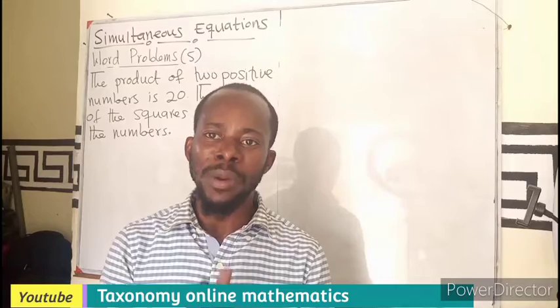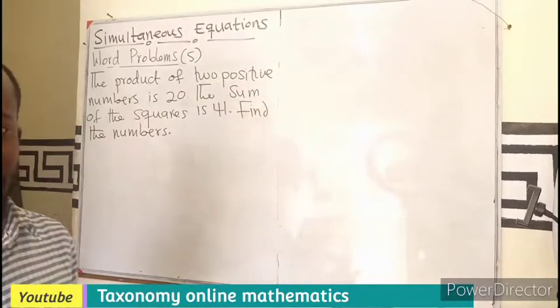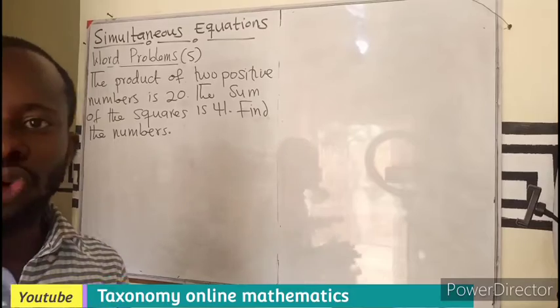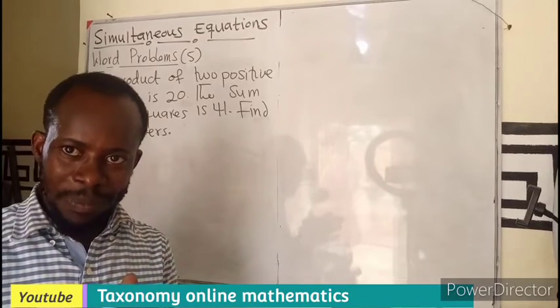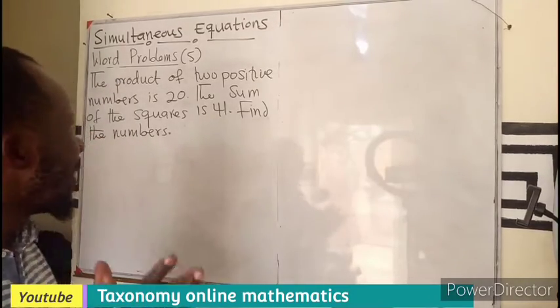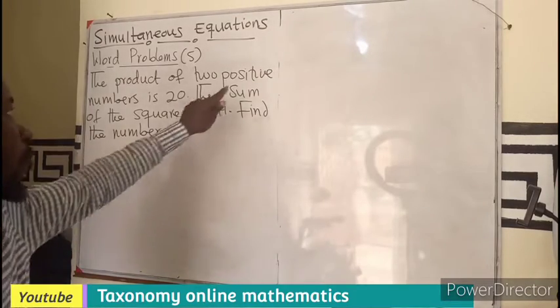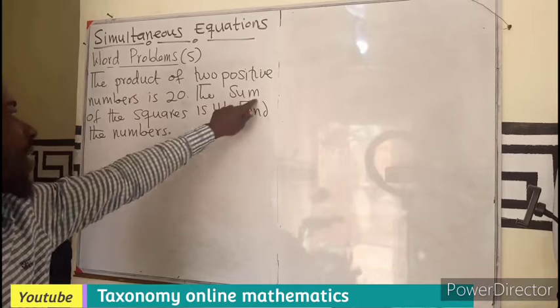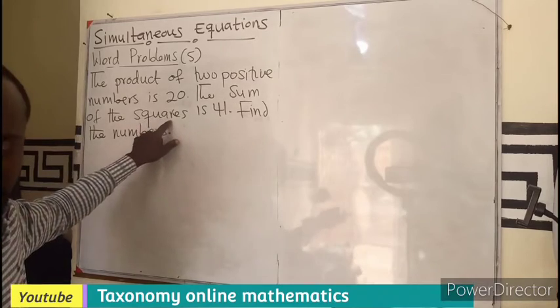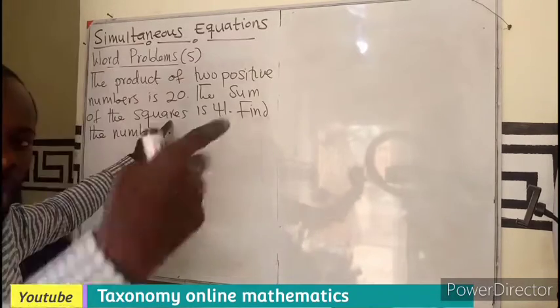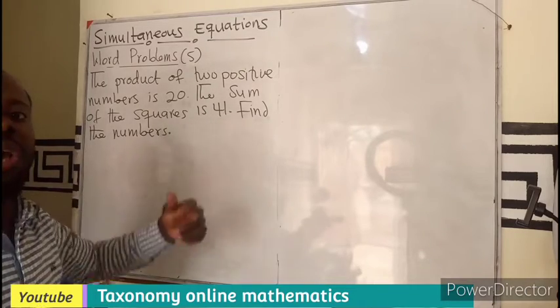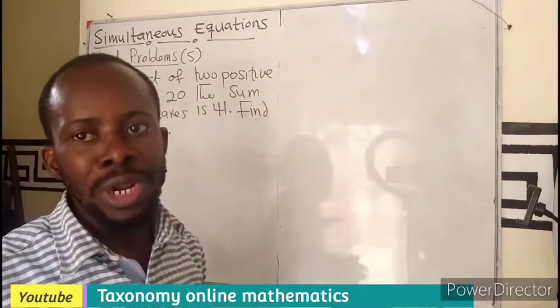So in this video, we are going to provide an answer to this simple question. The product of two numbers is given as 20. Positive numbers is 20. The sum of the squares of those numbers is also 41. So we have to find the two numbers.